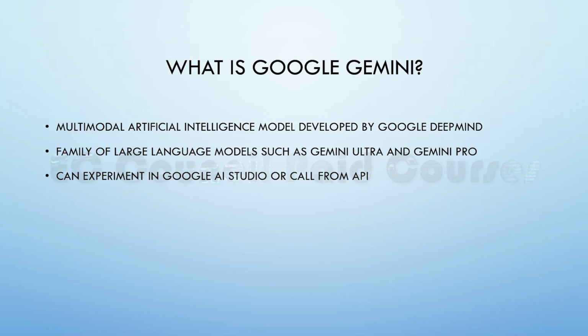So, what is Google Gemini? It is a multimodal artificial intelligence model that is developed by Google DeepMind. Google DeepMind has been Google's main developer of artificial intelligence, and it has developed its latest, most powerful model, which is Google Gemini. It is a family of large language models such as Gemini Ultra and Gemini Pro.